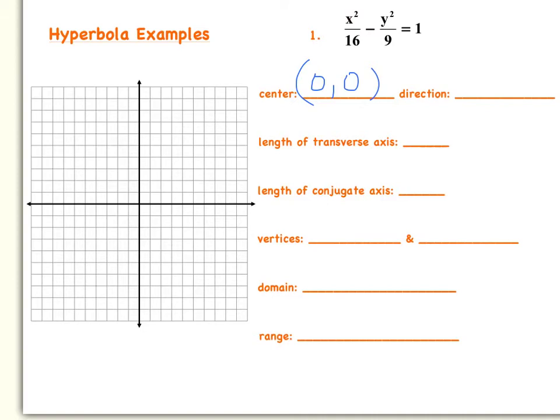The reason why I said that it's the positive fraction and not just the first fraction is because it is possible to have seen this written as negative y squared divided by 9 plus x squared divided by 16. In that case, the negative y squared divided by 9 would be first. So even though usually the positive fraction is listed first, I don't want to tell you that it's always the first fraction. It's always the positive fraction that determines the direction. So the direction for this hyperbola will be left, right.